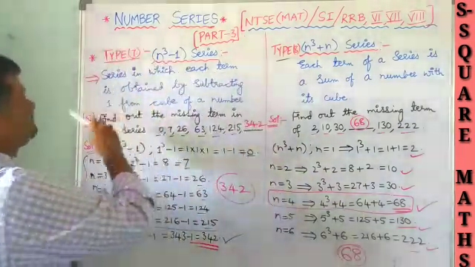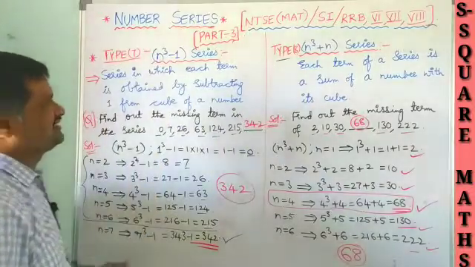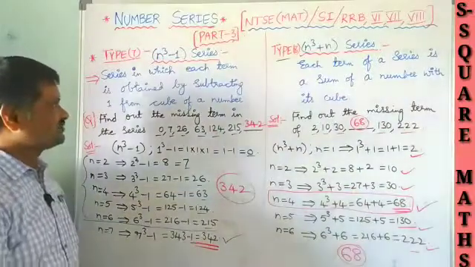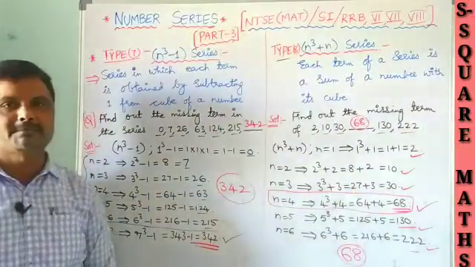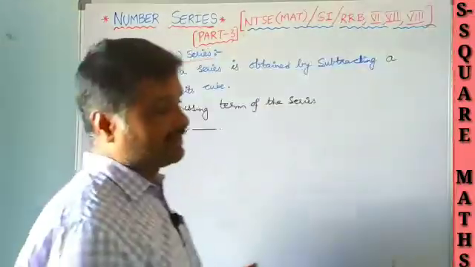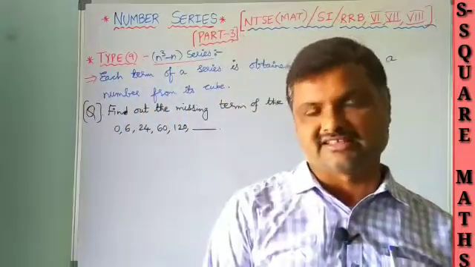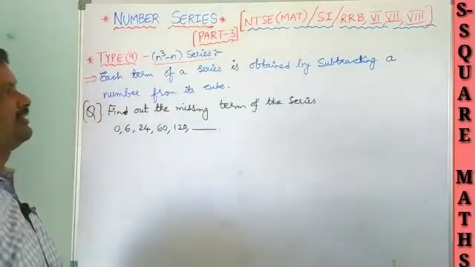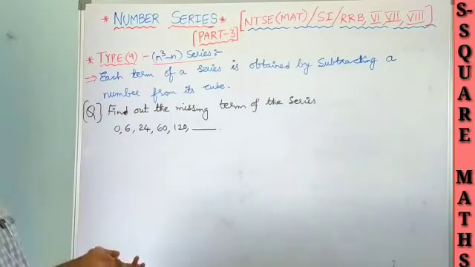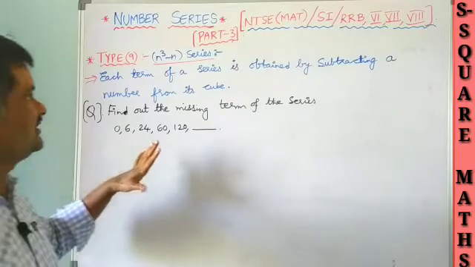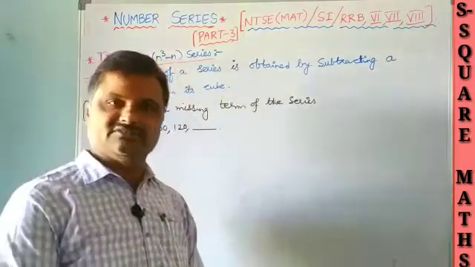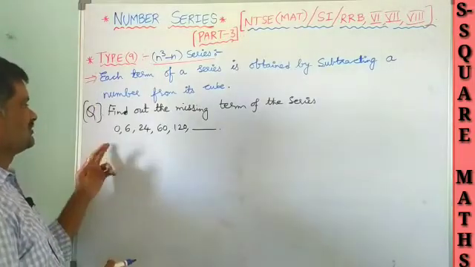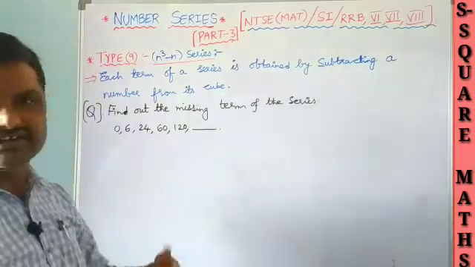So now type 7 n cube minus 1 series and type 8 n cube plus n series. So far we discussed 2 series. You can have a look. Type 9, n cube minus n series. Each term of a series is obtained by subtracting a number from its cube. So cube the number, subtract the same number from it. Find out the missing term of the series 0, 6, 24, 60, 120 and the missing number.